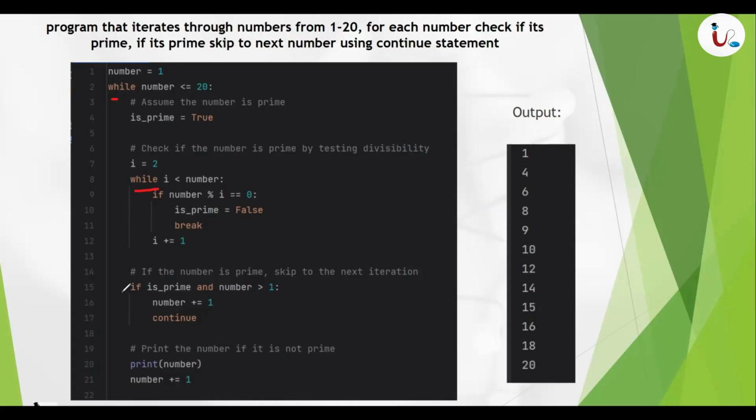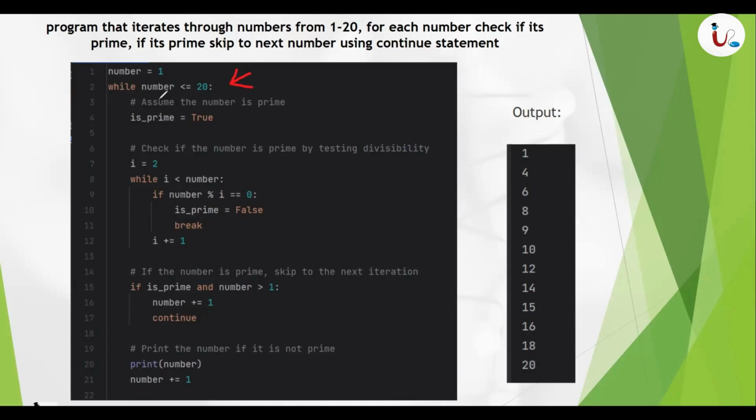That's correct, and number greater than 1. 1 greater than 1 is wrong, right? So that if condition is false, so we go to line number 20 and print the number, which is 1. After that, we are incrementing the number: 1 plus 1, number plus 1, which is now 2. Now again, coming back to line number 2 to check if the condition is still true.